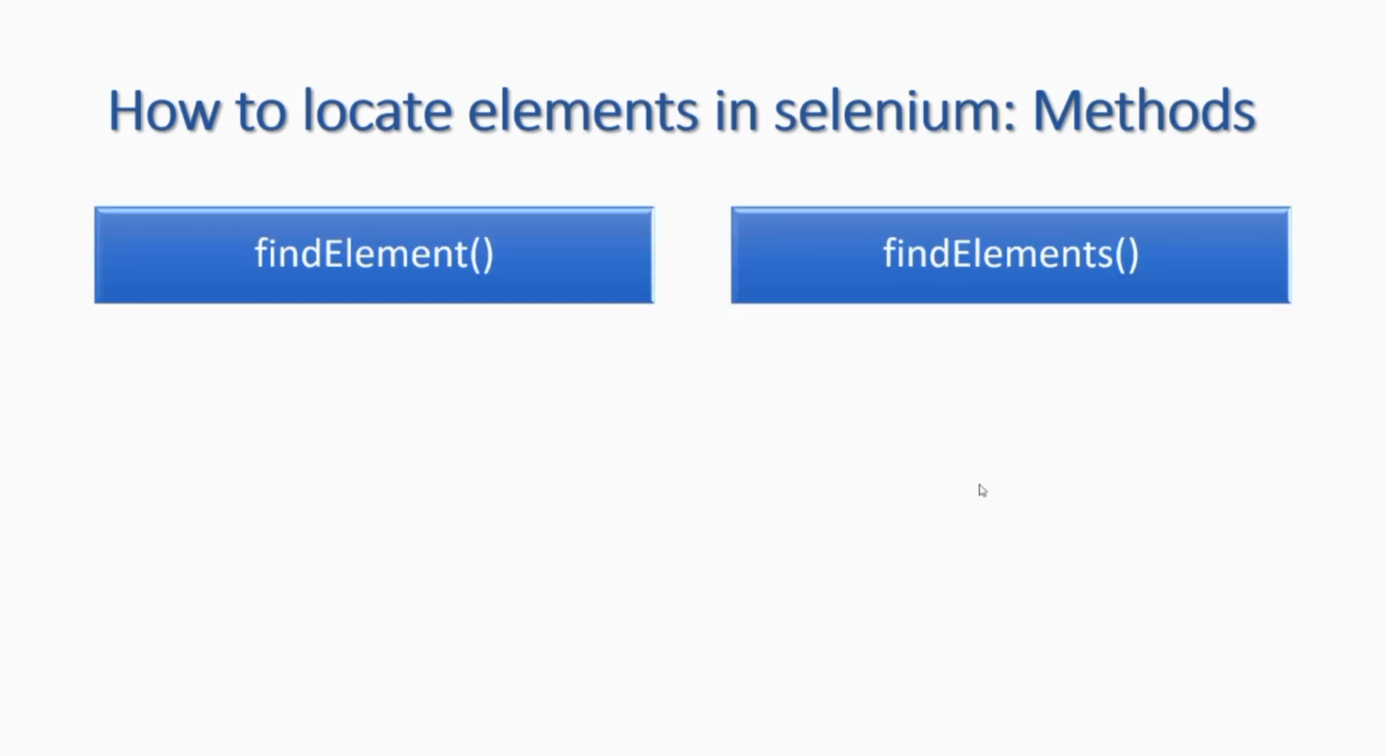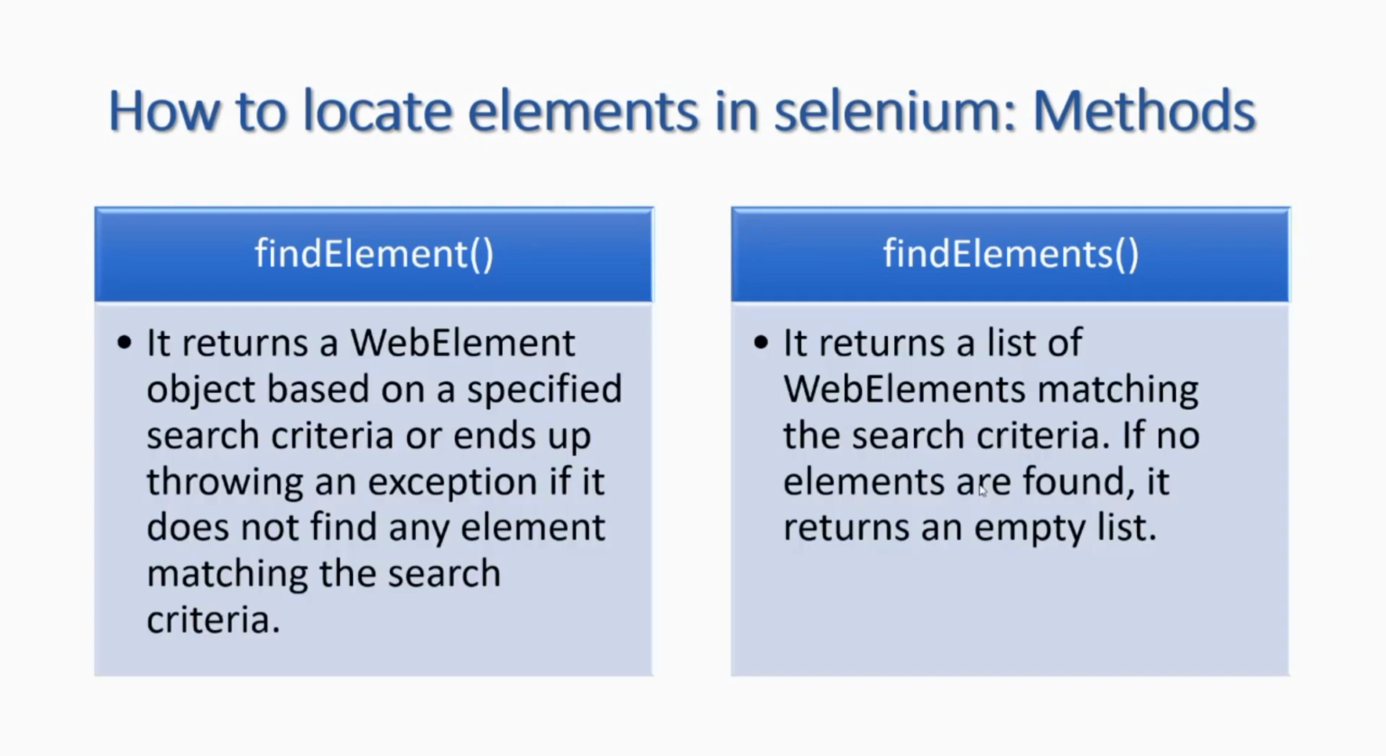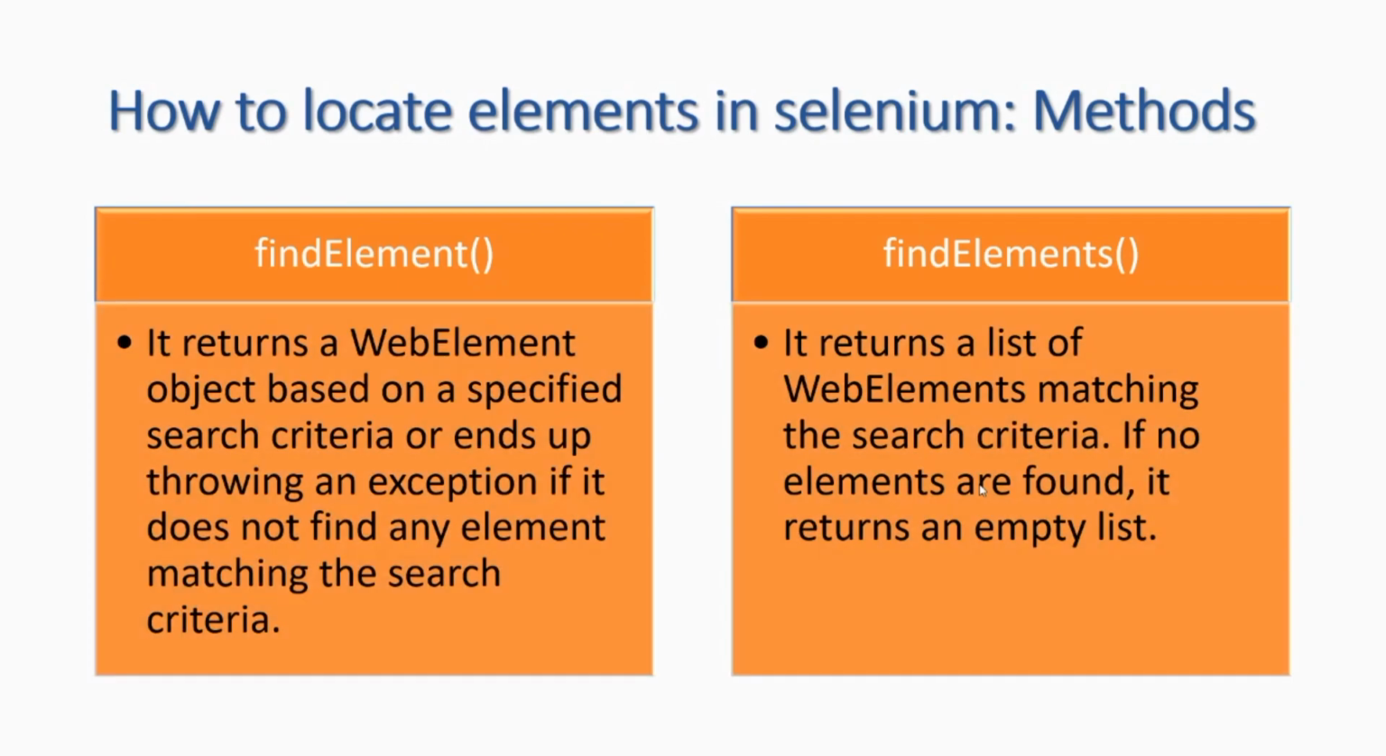Locating elements in Selenium WebDriver is performed with the help of FindElement and FindElements methods provided by WebDriver and WebElement class. FindElement returns a WebElement object based on a specified search criteria, or ends up throwing an exception if it does not find any element matching the search criteria. FindElements returns a list of web elements matching the search criteria. If no elements are found, it returns an empty list.